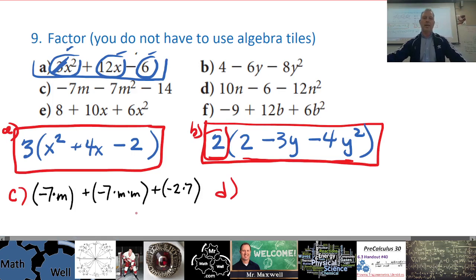Okay, so for C, as I mentioned here, I'm going to break each term up into its prime factors for any of you that still want to do it that way. And I do see a negative. That is a common factor for all 3. A negative is a common factor. And a 7 is a common factor. So negative 7. And what's left over when I take a negative and a 7 out? Well, m, negative and a 7, plus m squared. A negative and a 7 is plus 2.